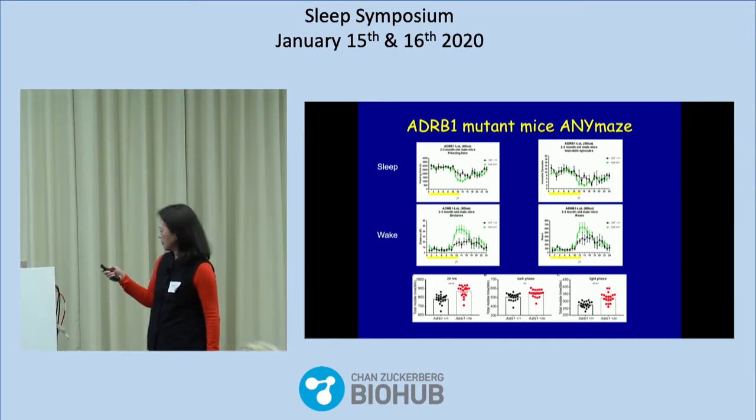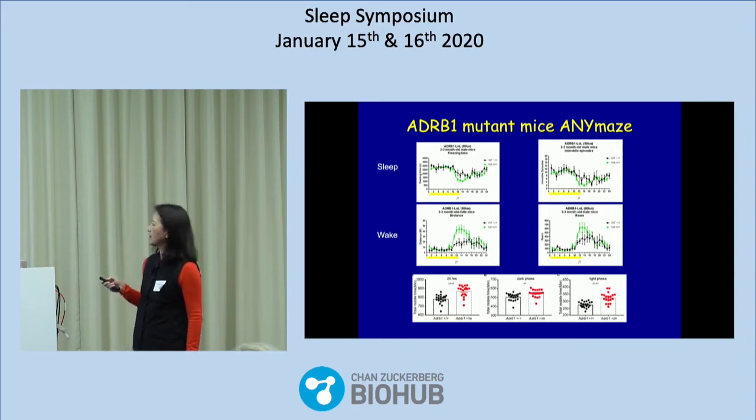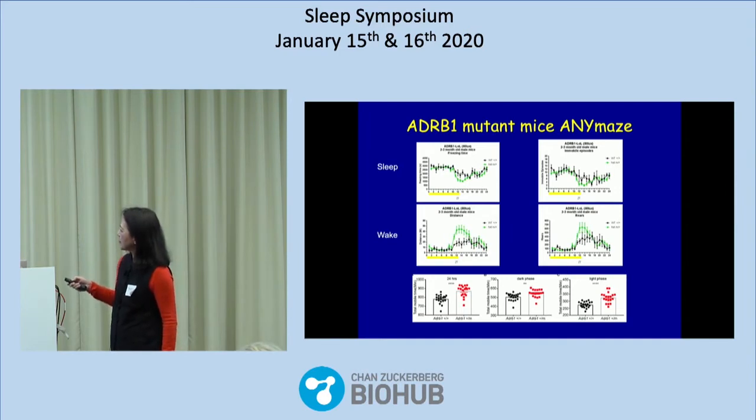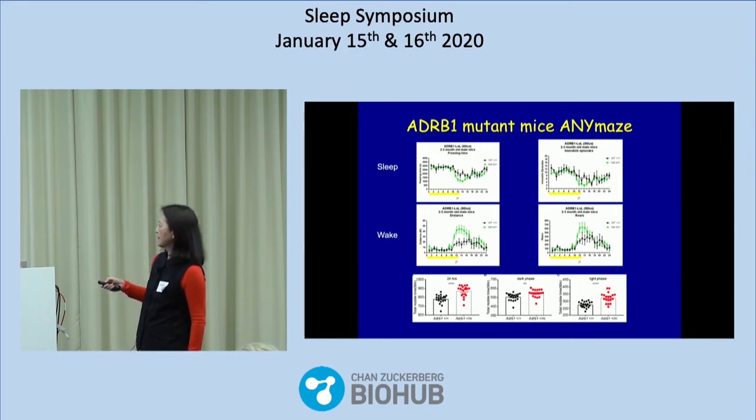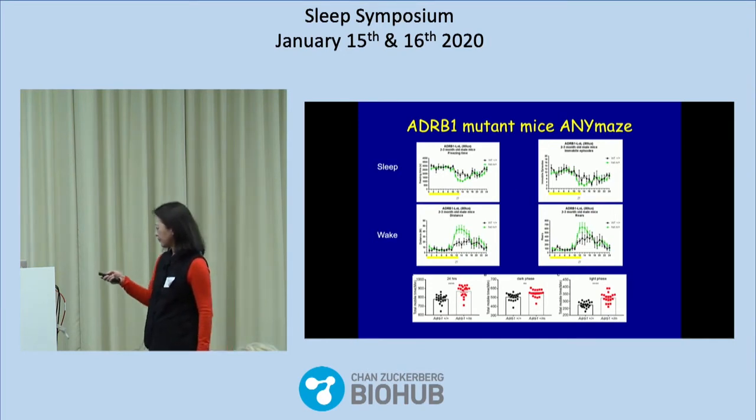With the CRISPR mouse model, we first used ANIMES to look at their sleep features. ANIMES is an infrared video recording. With ANIMES, we found that the mutant, in green here, sleeps less than the wild type, in black here, especially in the dark phase. And then again, of course, they spend more time awake than the wild type.